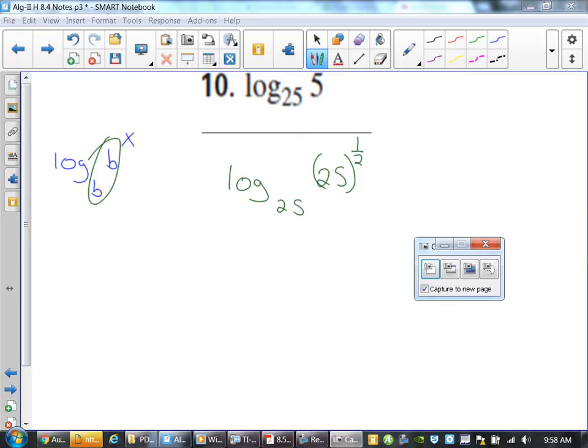Back to this. Anyway, I want to write it as the same base.